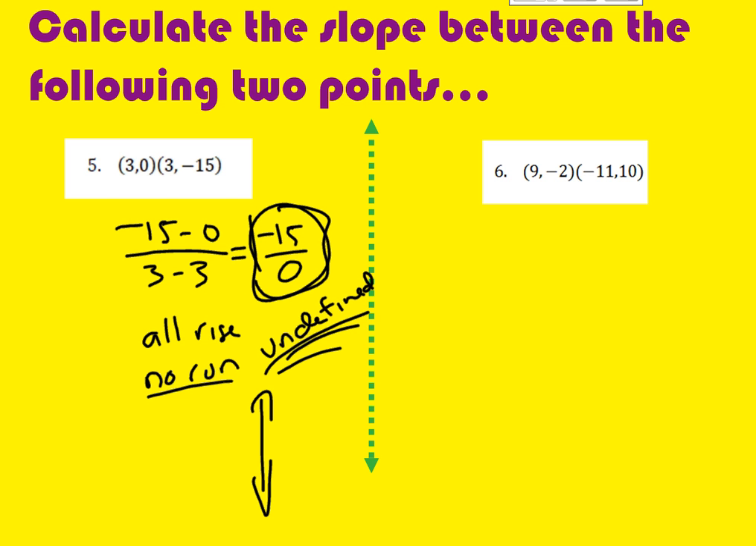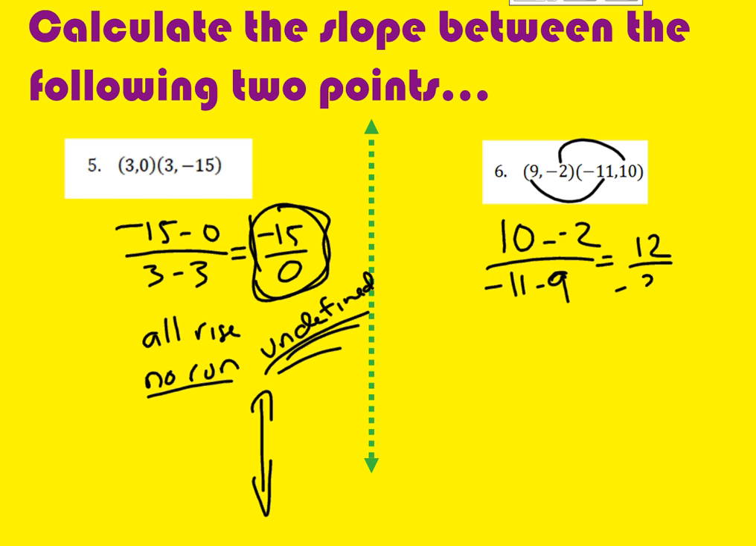So final one, just kind of put these pieces together. 10 minus negative 2. Negative 11 minus 9. Let's clean that up. So this is going to be 12 over negative 20. But please simplify it. You can divide both of those by 2. Actually, you can divide both of them by 4, which is even better. There is your simplified slope.